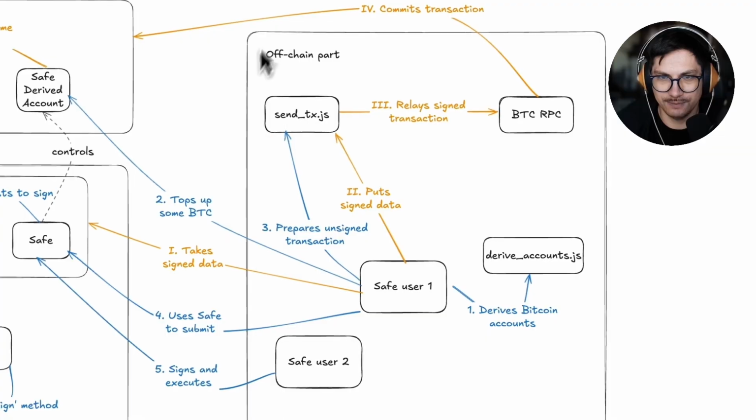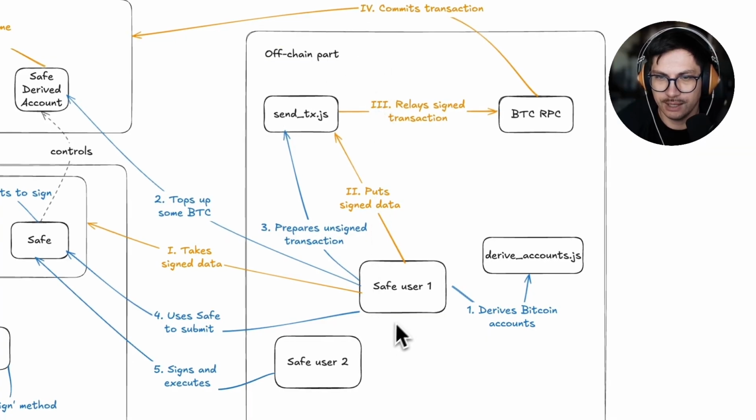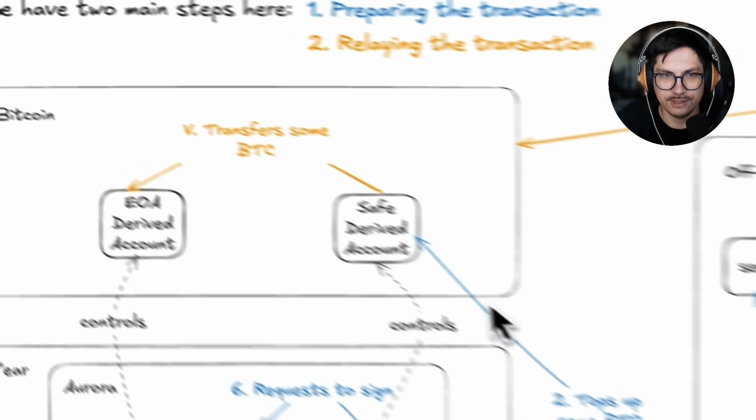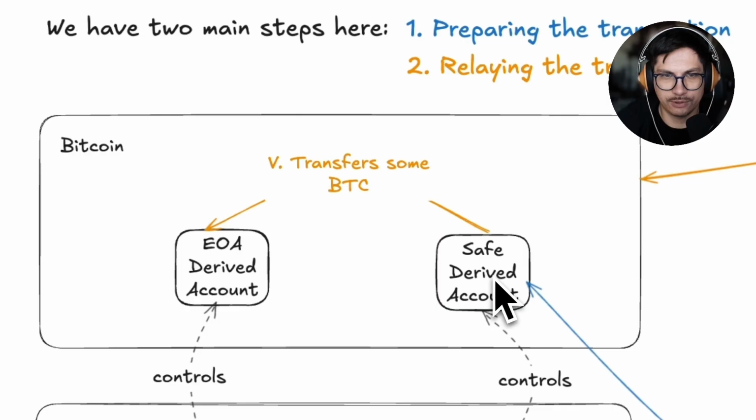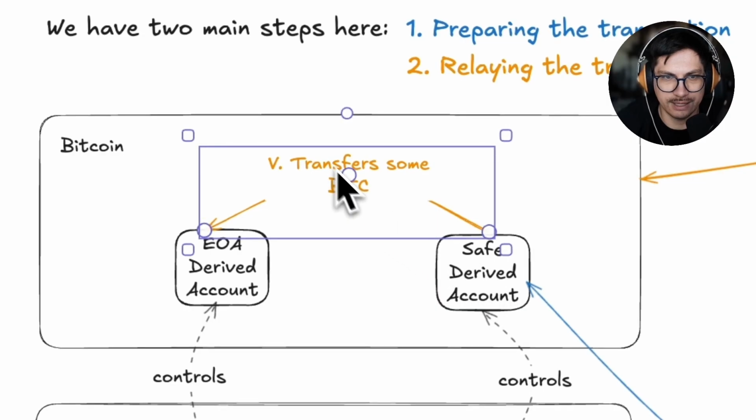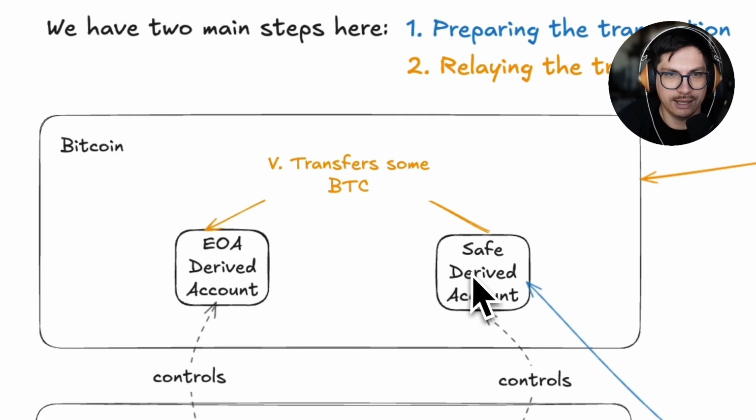So let's start with the off-chain part here. We have two Safe users, Safe user 1 and Safe user 2. They will act as the Safe signers. And let's assume that Safe user 1 wants to do some transfer of BTC on the Bitcoin network, as described by this step here.